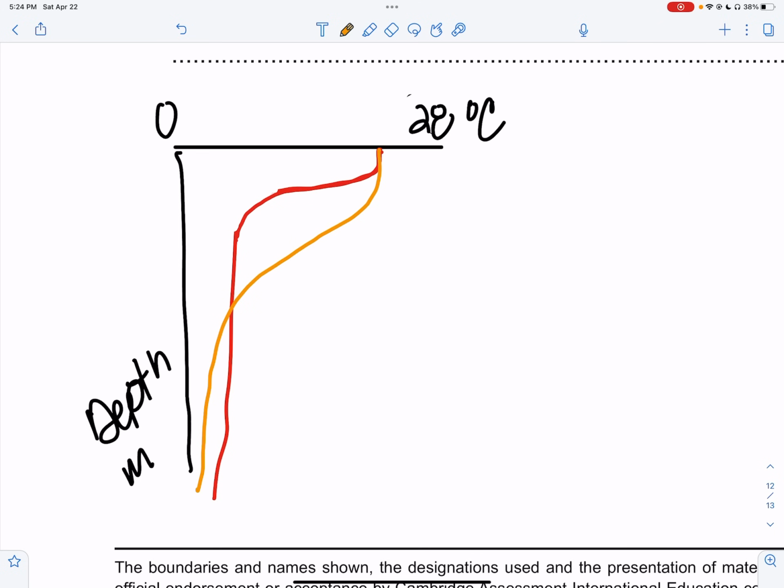I mean, because then what? Shoot, you just did the whole water column, the whole middle. You're just getting colder and colder. It's an abrupt decrease.